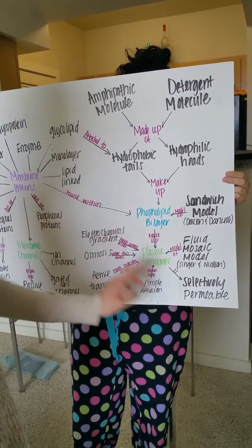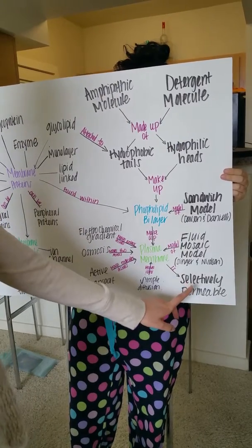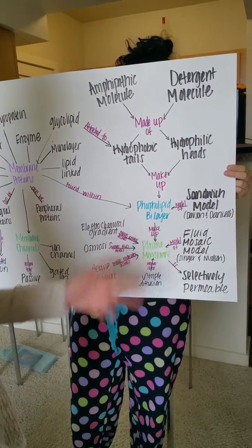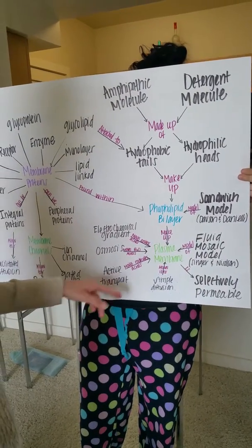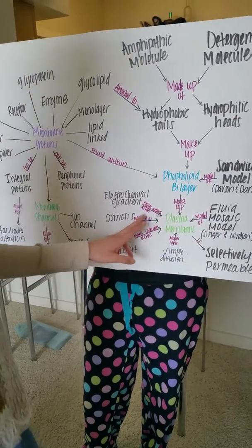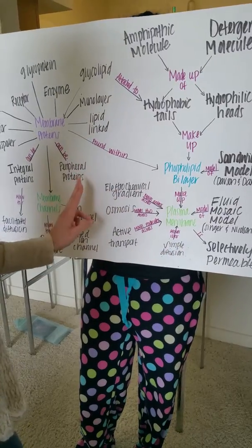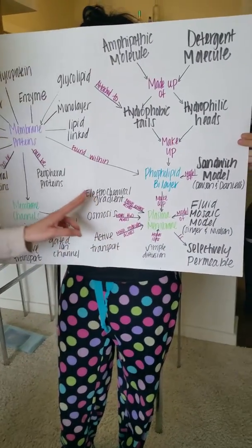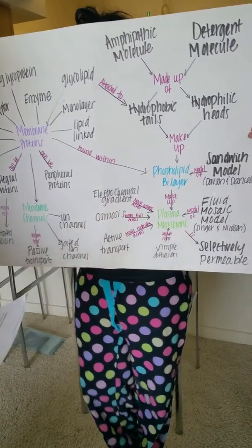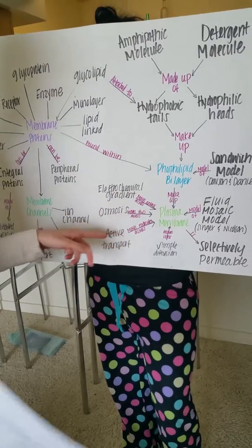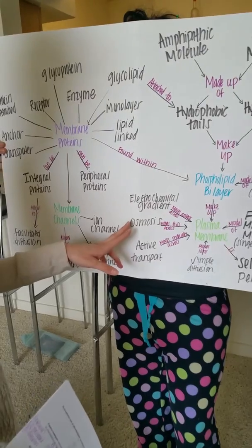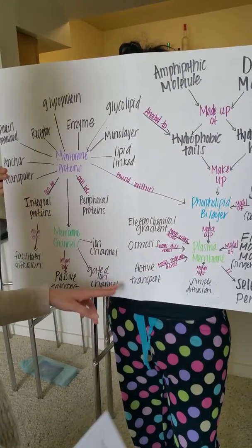The plasma membrane is selectively permeable, which means that it has control of what molecules come in and out of the plasma membrane. There are various forces that move molecules across the plasma membrane. One being the electrochemical gradient, which moves ions, charged molecules, across the plasma membrane. We also have osmosis, which moves water molecules across the plasma membrane.